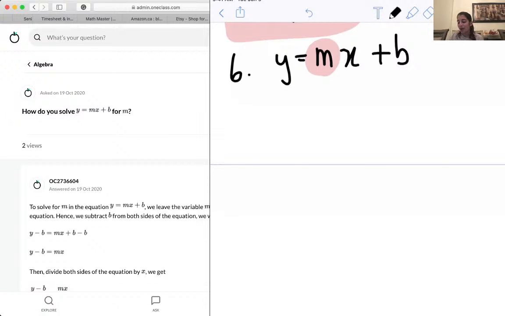How we're going to do that is, if it's adding b on this side, what we can do is minus b. However, what we do to one side, we have to do to the other side. So if we're minusing b on our right side, we have to minus b on the left side. So it's going to be y minus b equals mx plus b minus b.